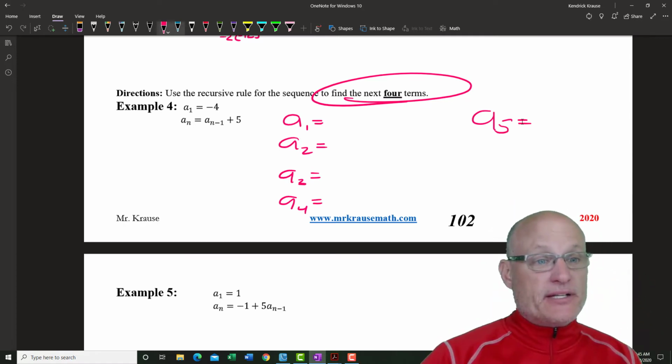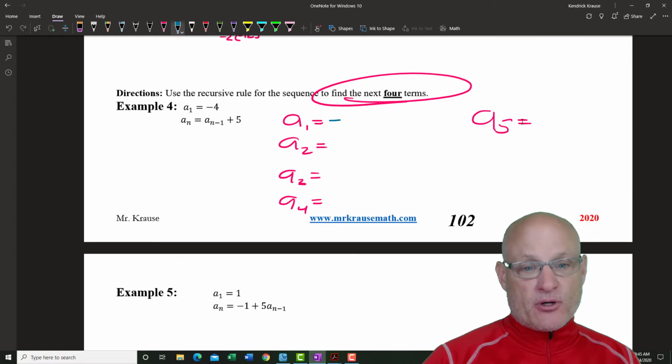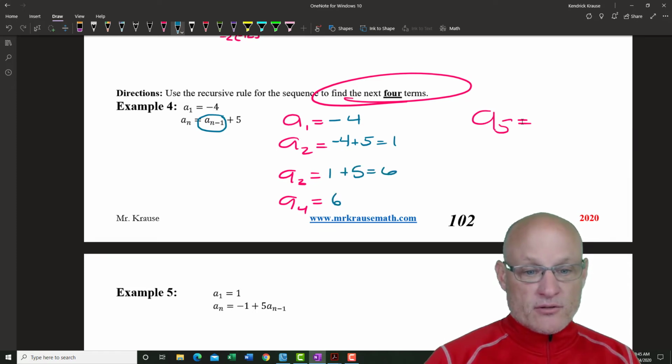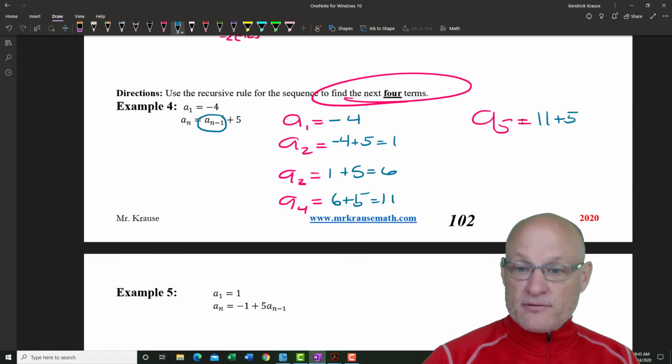So we'll start with what they told us. They told us the first term is negative 4. Okay. What does it say to do? It says take the previous term and add 5. So negative 4 plus 5 is 1. 1 plus 5 is 6. 6 plus 5 is 11. 11 plus 5 is 16.